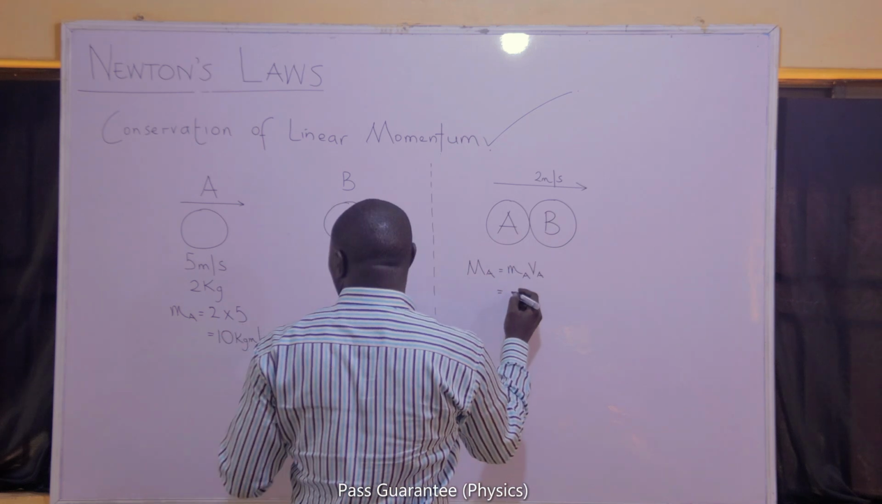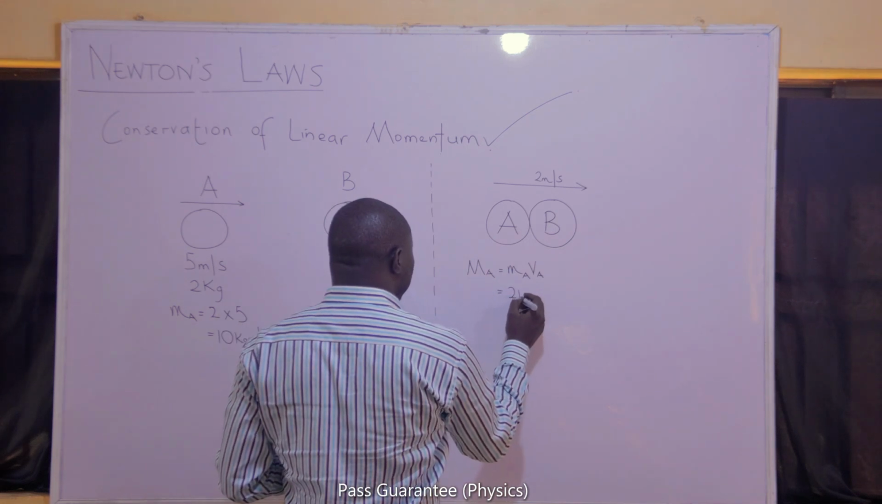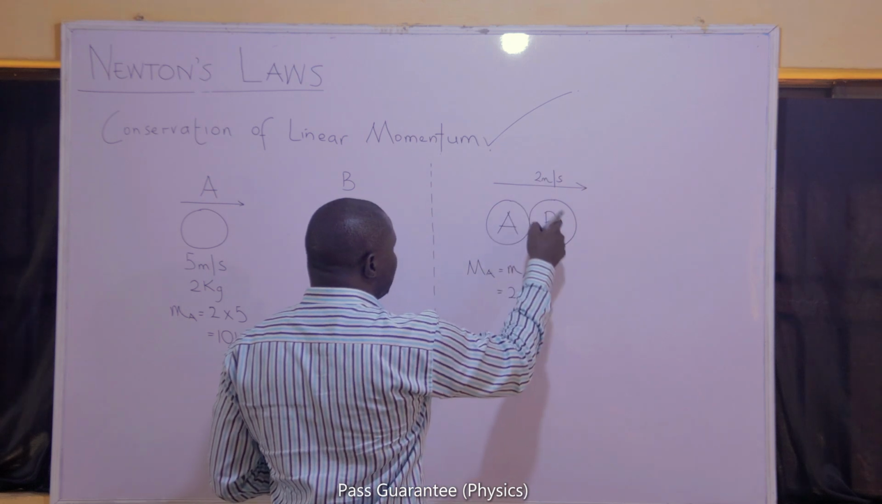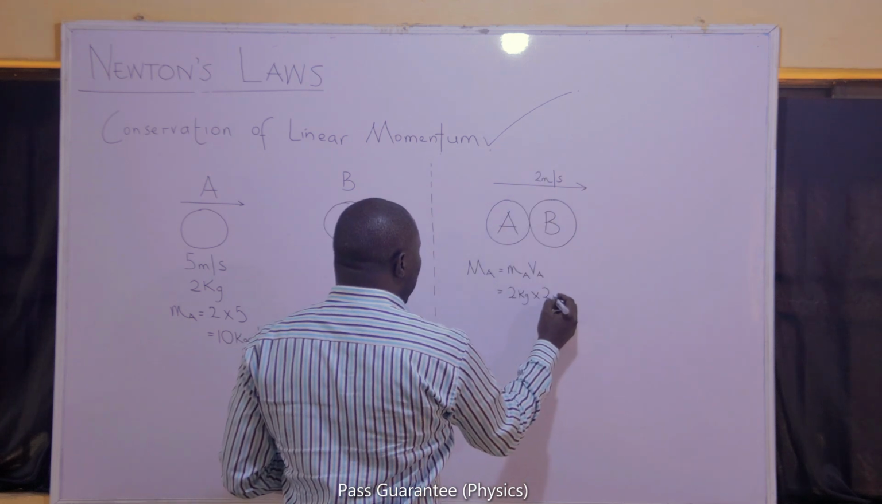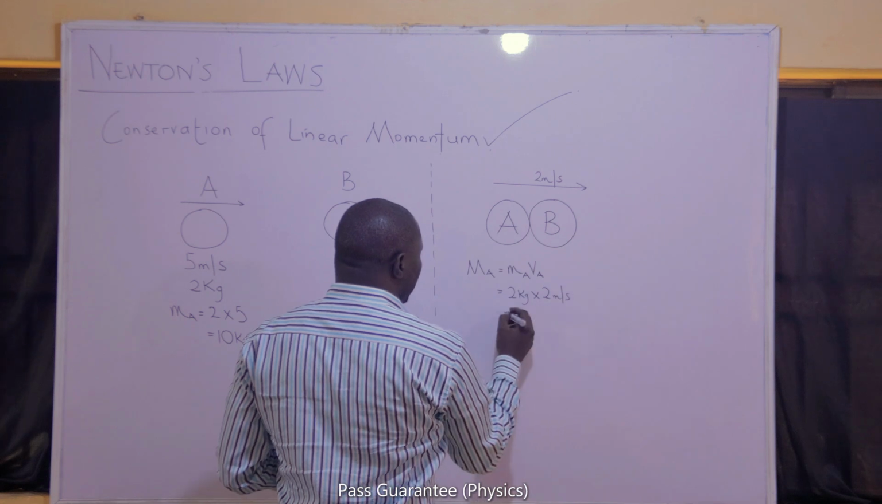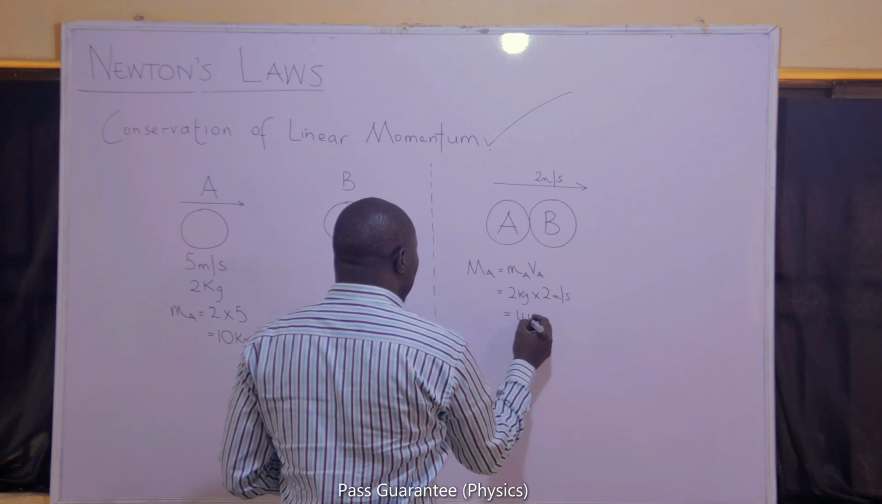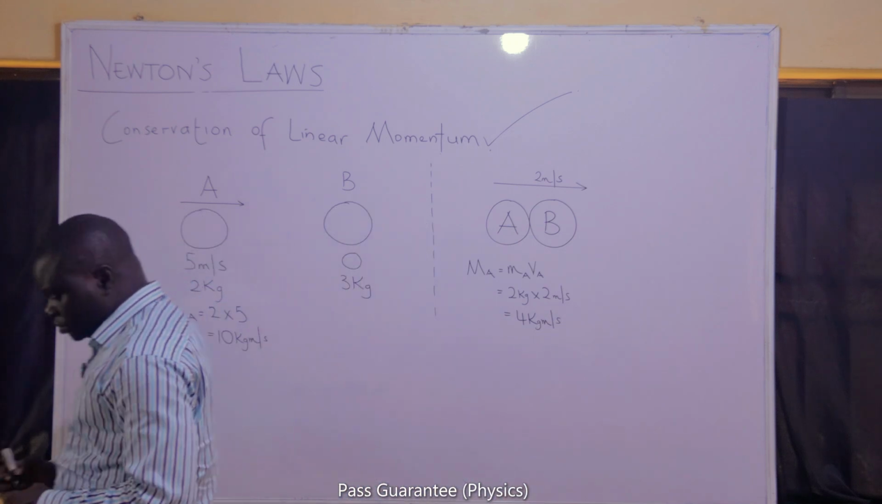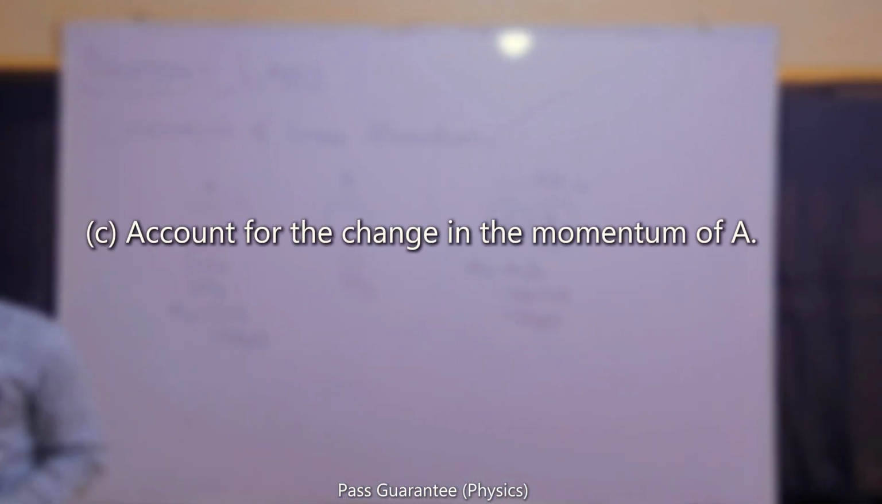The mass of A is still the same, 2 kilograms, multiplied by the final velocity. Both A and B have a velocity of 2 after collision. If we multiply that, we should have 4 kilogram meters per second. We can now continue. We are also asked to account for the change in the momentum of A.